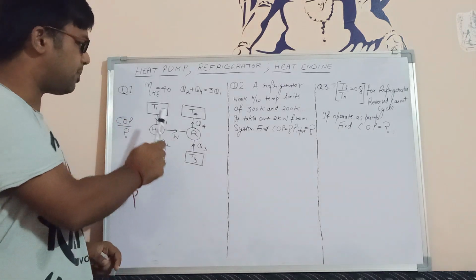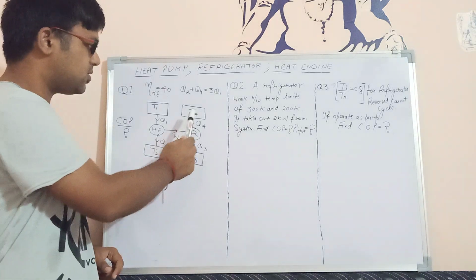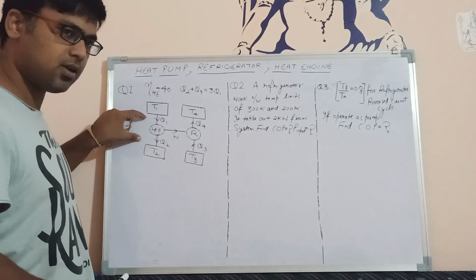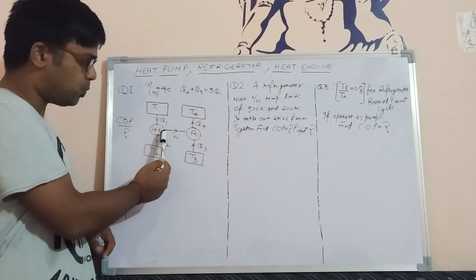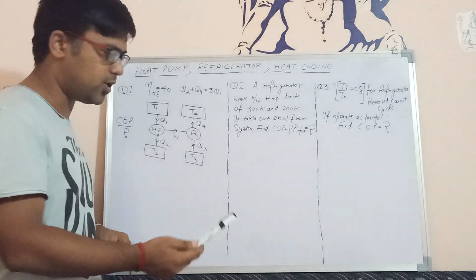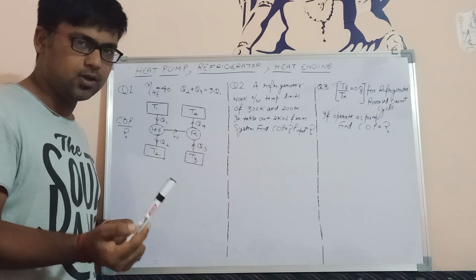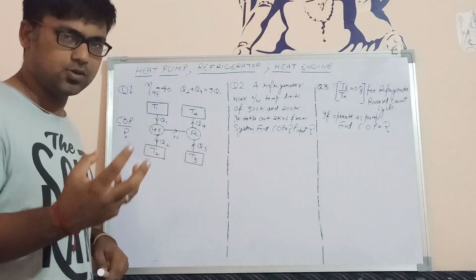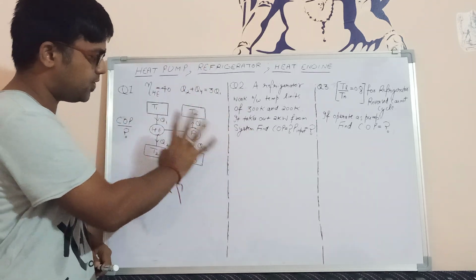The temperature of the source is T1, then T2, this is T3 and this is T4. So this one acts as a heat engine, and the output of the heat engine, that is the work output, is used as input to the refrigerator. As we know, in a heat engine we produce work output, whereas in a refrigerator we need some work input from the outside. So the output of the heat engine is used as input to the refrigerator.